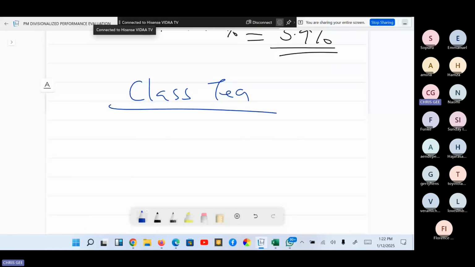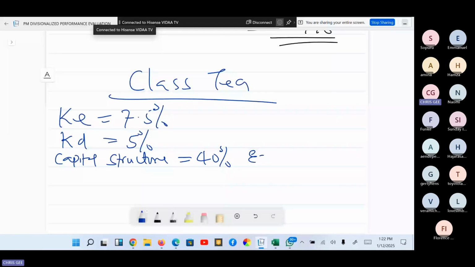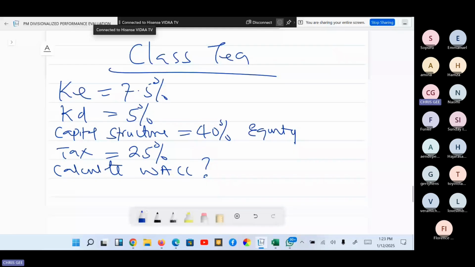If KE is 7.5% and KD equals 5%, capital structure is 40% equity, tax is 25%. Calculate WACC. Now, if you fail it, you buy water for everybody in this class. One to two minutes, everyone. Let's get a figure. Just fail it first.